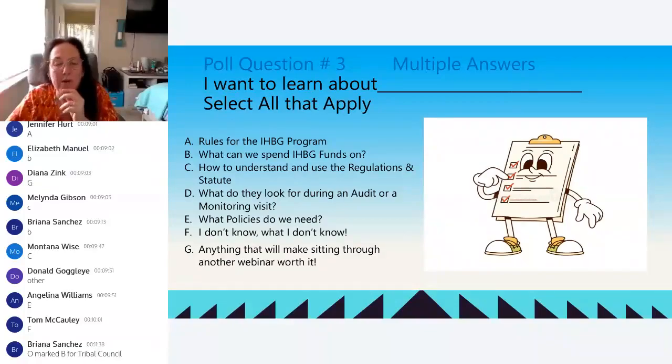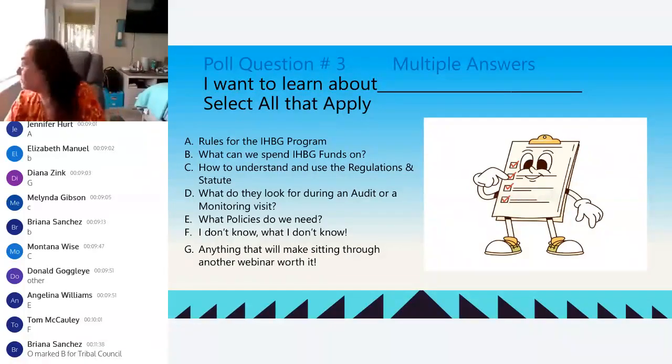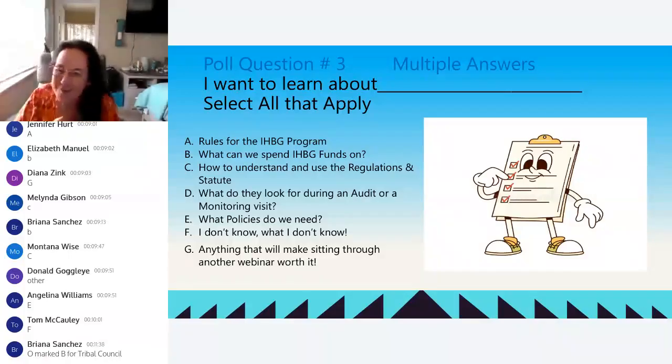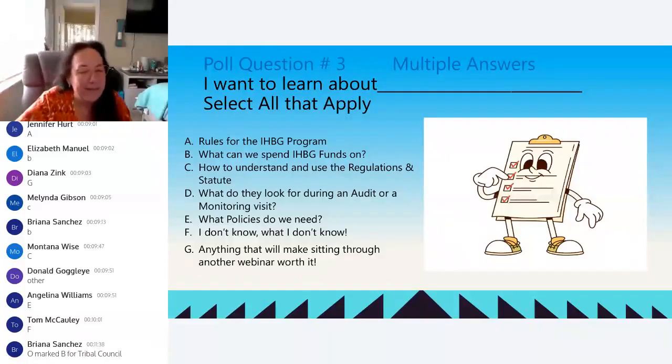So what are you here to learn about, guys? Rules for the block grant program, what you can spend your money on, how to understand the regs and the statute, how to utilize it. What do they look for in an audit or a monitoring visit? What kind of policies do you need? And you don't know what you don't know, or anything that will make sitting through another webinar worth it. Okay, Brianna, I got that one there. So answer your polls for us and we will move on.